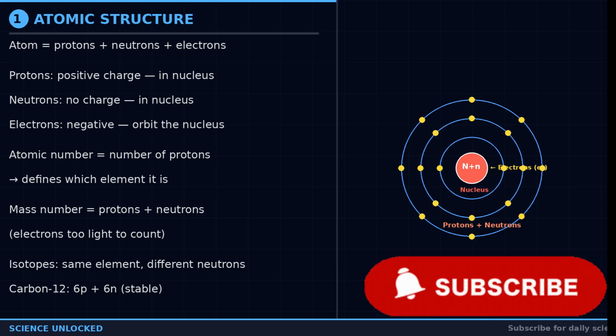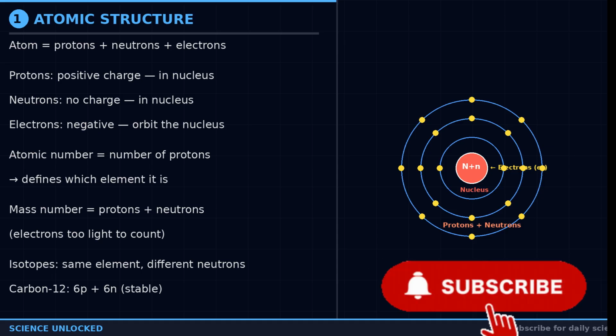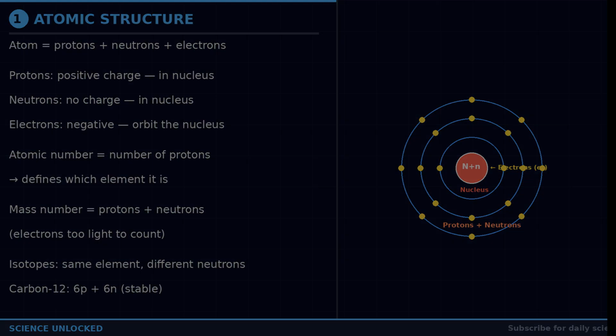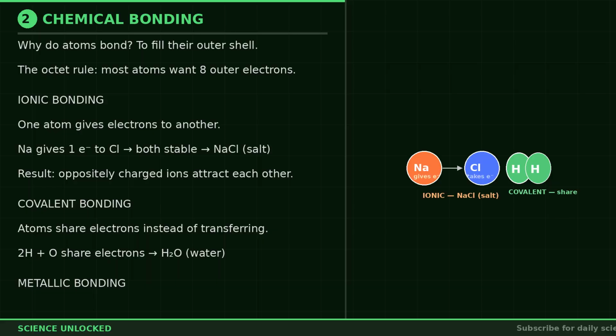Number 2. Chemical bonding. Why do atoms bond at all? Because atoms want full outer electron shells. This is the octet rule. Most atoms are most stable when they have 8 electrons in their outermost shell. Atoms that are far from a full shell will either give away or take electrons, or share them, to reach that stable state.